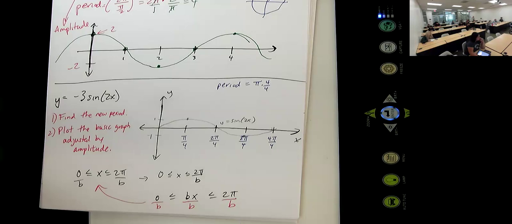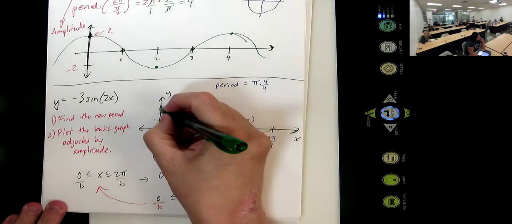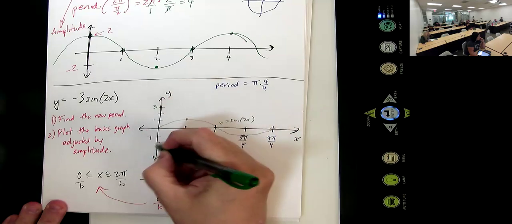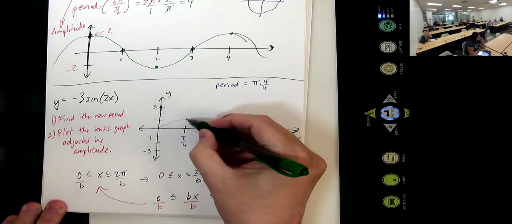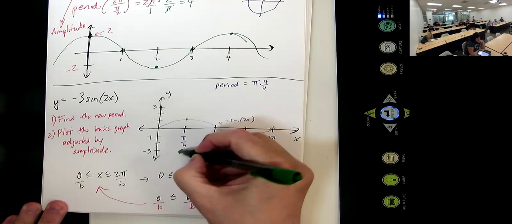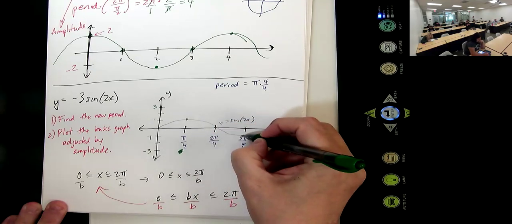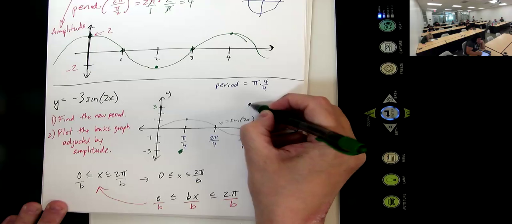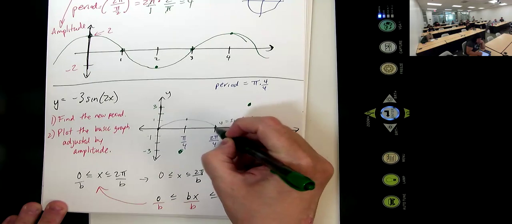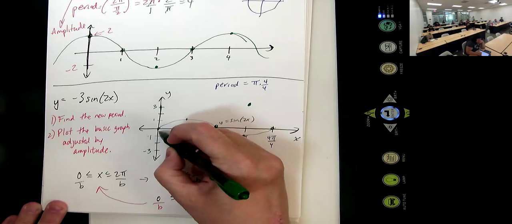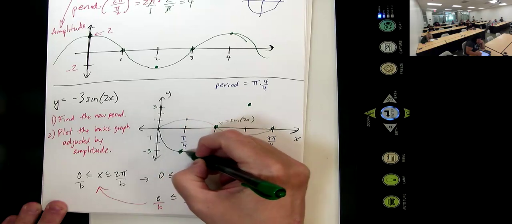So when we throw in the -3, this will go up to 3 now. This will go down to -3. And this graph flips over and goes down to -3. This graph flips over and goes up to +3. And our zeros don't change. So our graph looks something like this.